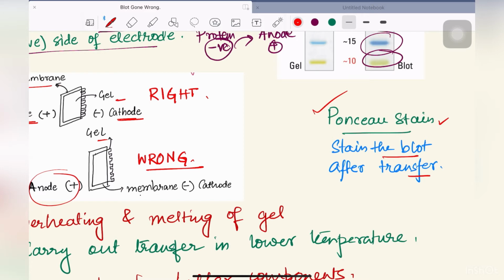You dip the blot in a Ponceau stain, and after some time you will be able to see some proteins on the blot. You will not be able to confirm whether your specific protein is transferred or not, but by that way you will be able to confirm that the transfer has at least occurred correctly. And after observing these proteins on the blot, you place the membrane in water so that the Ponceau stain is washed away. So that's a very easy method.